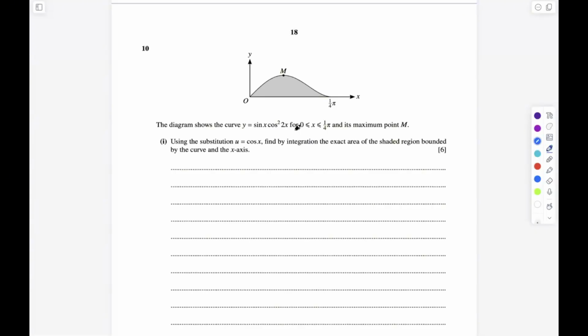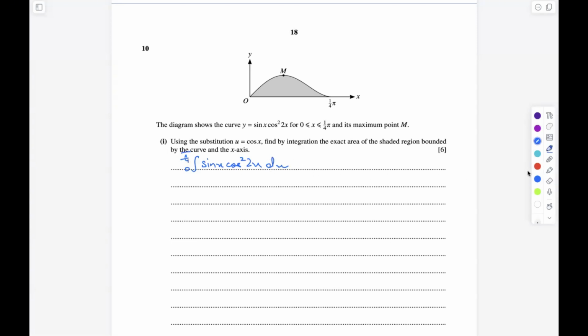In question 10, the diagram shows the curve y equals sin x cos squared 2x and its maximum point M. In part 1, using the substitution u equals cos x, we have to find the exact area of the shaded region bounded by the curve and the x-axis. To find the area, we integrate the given equation, sin x cos squared 2x dx, with limits 0 to pi upon 4.